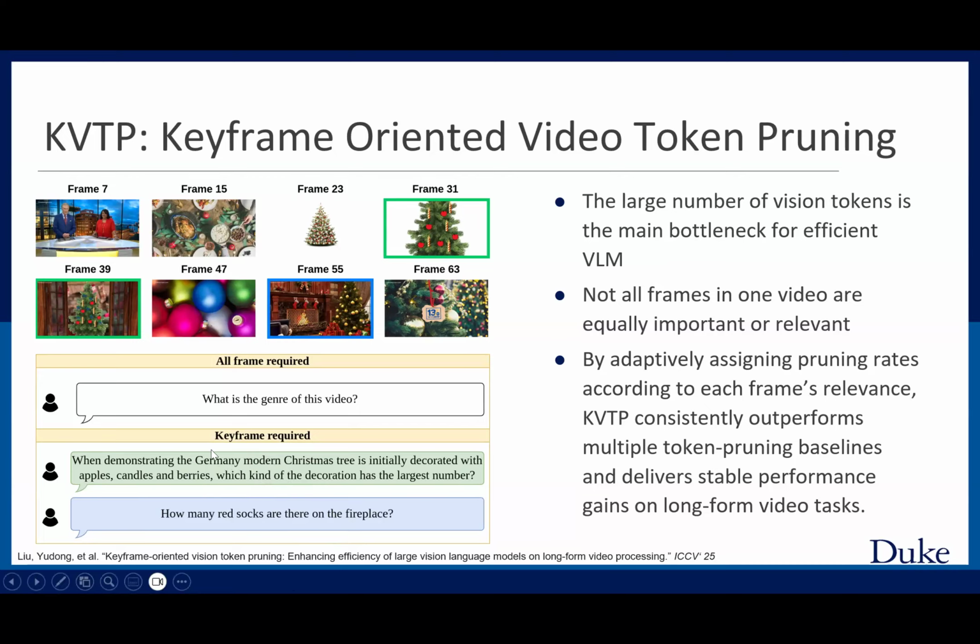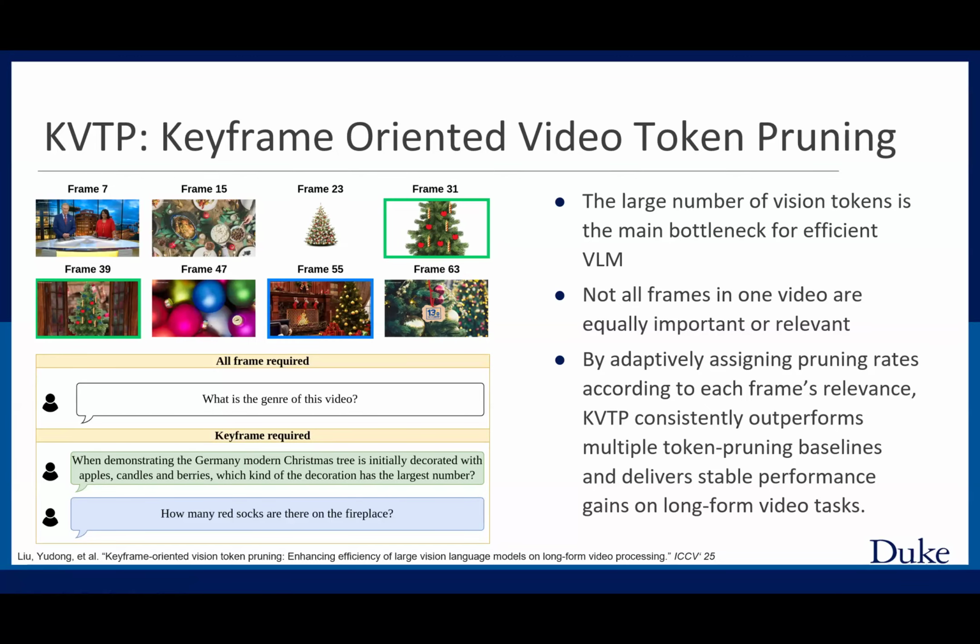For instance, the green question requires information from frames 31 and 39 only, and the blue one can be precisely answered by referring to frame 56. So I guess the approach is very important to identify those keyframes, as we call them, and also identify the key vision tokens from those frames. So we proposed KVTP, keyframe-oriented visual token pruning.